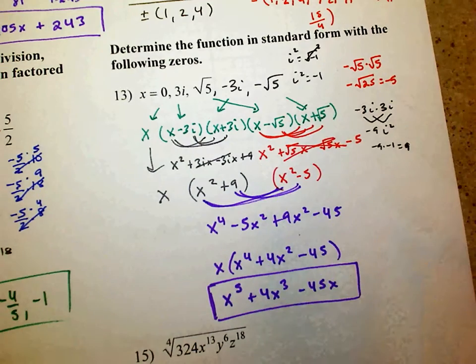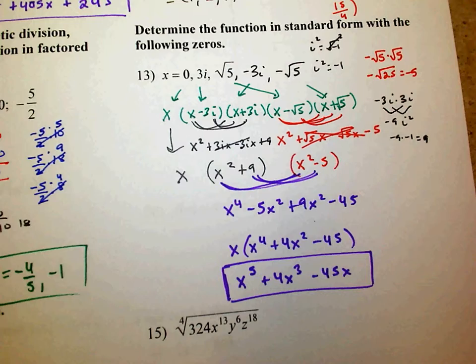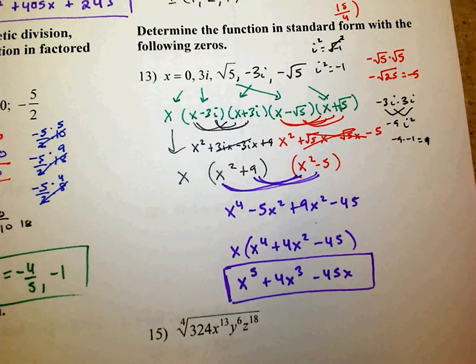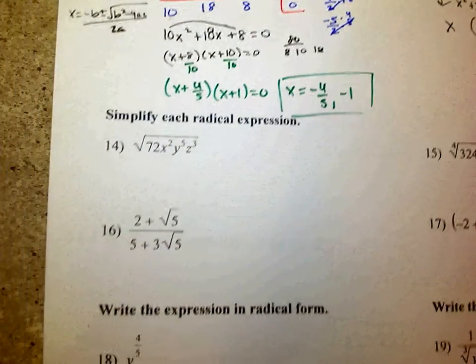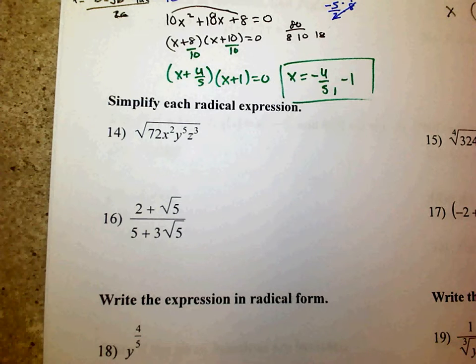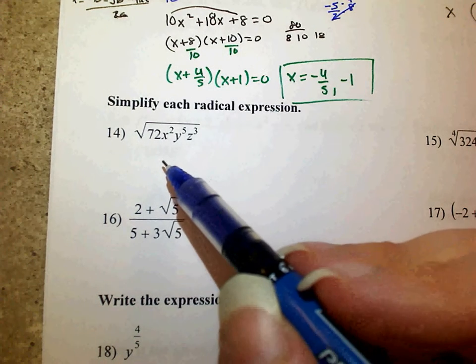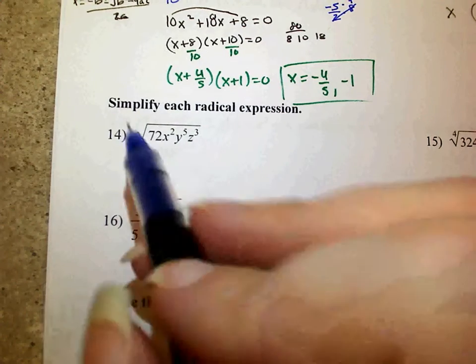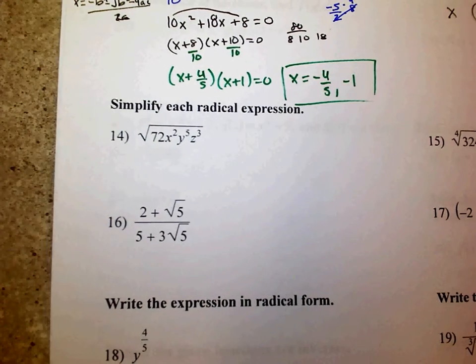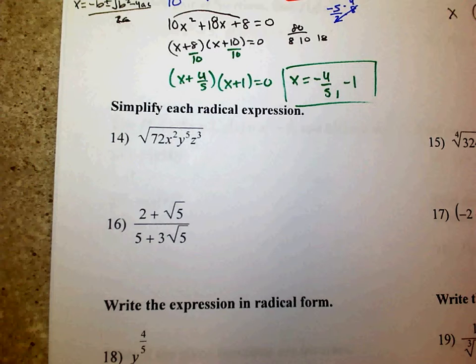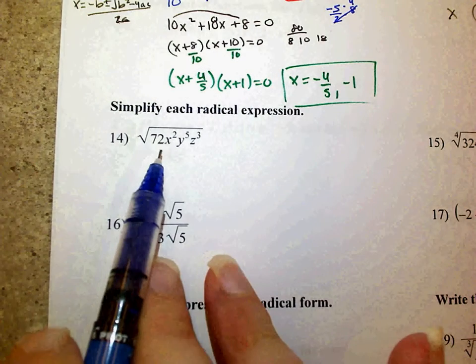Okay, let's go to 14. So on 14, the question is, in dealing with the numbers, you say, okay, is there a square root of 72, and if not, what perfect square goes into it? And when dealing with the powers, the variables, you've got to ask, how many times does this root, this understood 2, go into these numbers, and how many are left over?